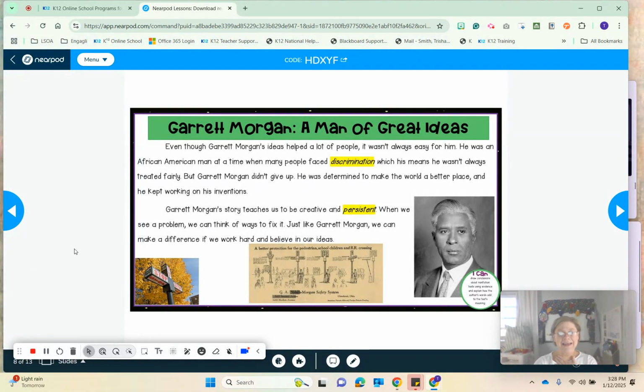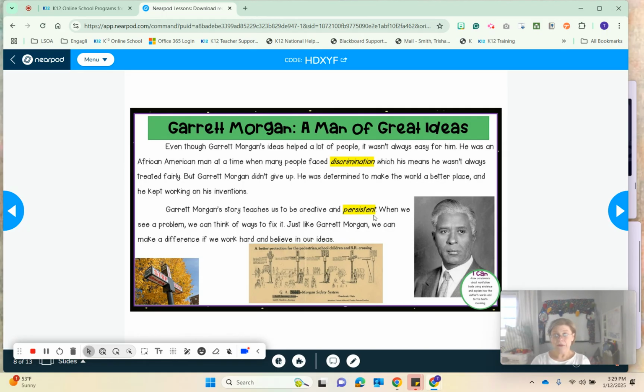Even though Garrett Morgan's ideas helped a lot of people, it wasn't always easy for him. He was an African American man at a time when many people faced discrimination, which means he wasn't always treated fairly. But Garrett Morgan didn't give up. He was determined to make the world a better place and kept working on his invention. Garrett Morgan's story teaches us to be creative and persistent. When we see a problem, we can think of ways to fix it. We can, just like Garrett Morgan, make a difference if we work hard and believe in our ideas.